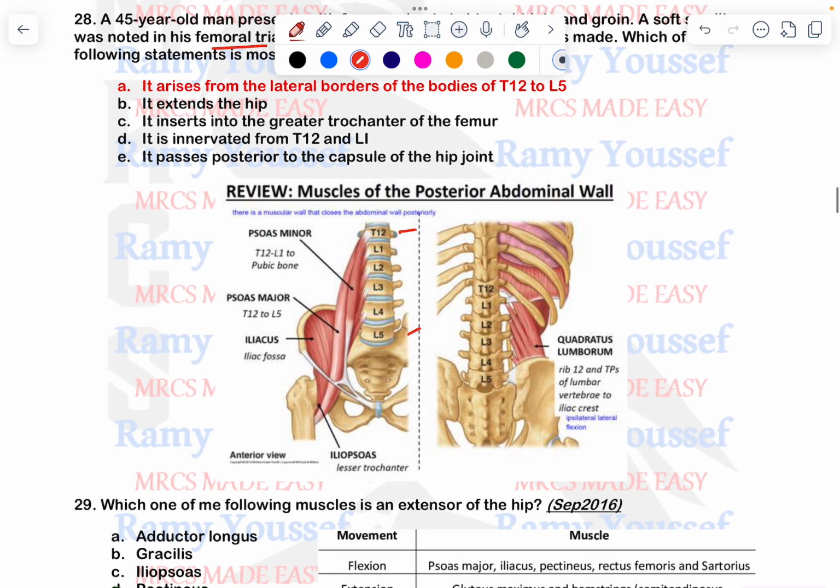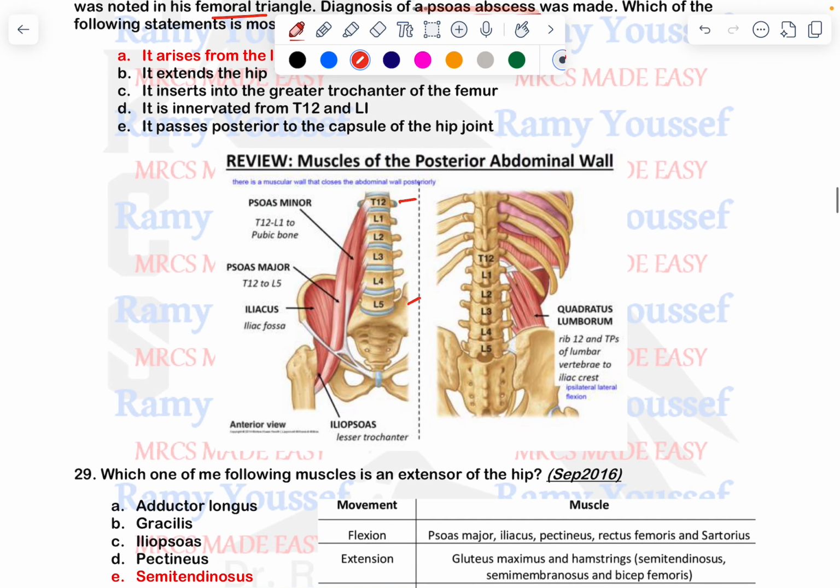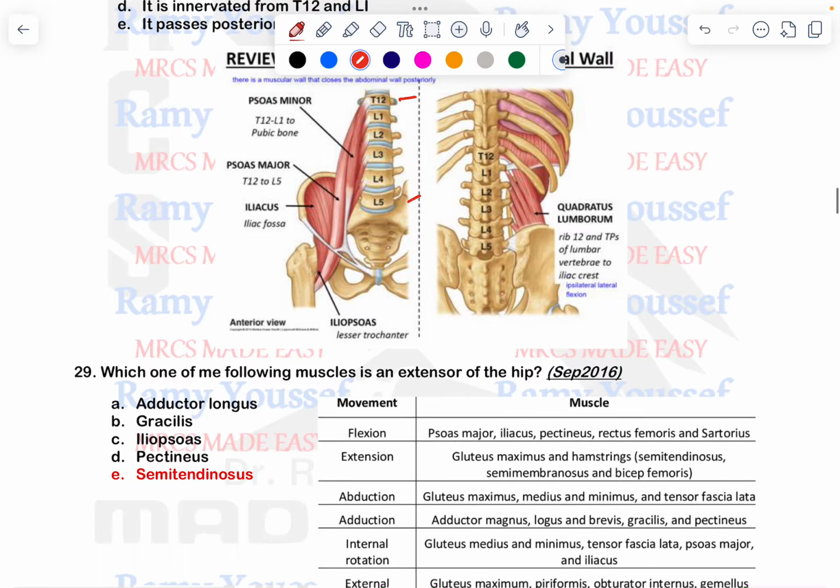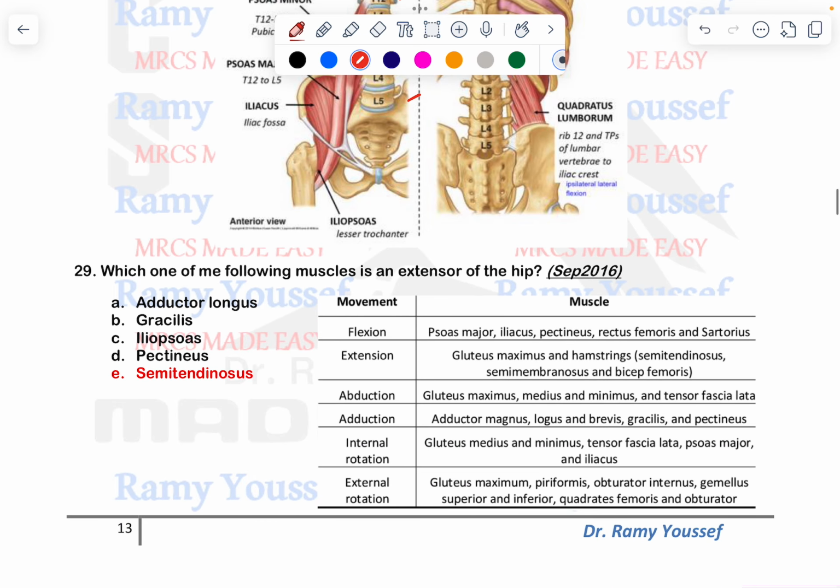The basic one is gluteus maximus. Now what are the other muscles? Semitendinosus. So if you see extension of the hip, this is the extension: gluteus maximus, and hamstrings, semitendinosus, semimembranosus, biceps femoris. So here it was semitendinosus. Adductor longus is the medial rotator, gracilis, and all these are on the medial side. Iliopsoas is the flexor. Pectineus is flexion.